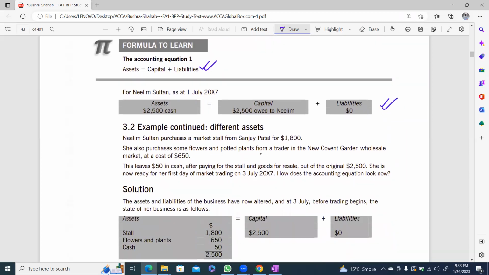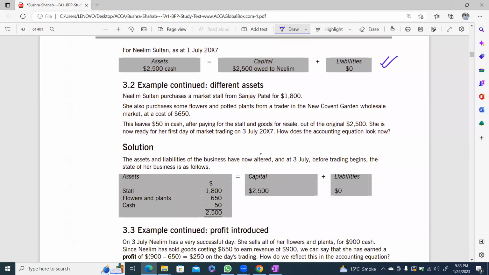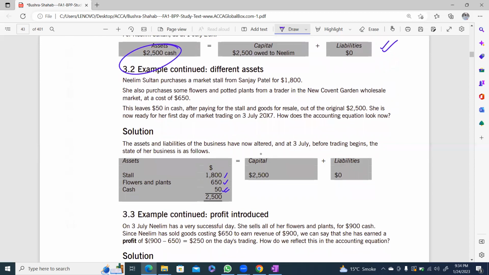Now, Neelam Sultan purchased a market stall from Sanjay for 1,800. She bought a stall. Now she has 2,500 cash. How is she using this cash? She's buying a stall of 1,800. She's buying flowers and plants of 650. How much cash is left at the end? 50. 50 is the cash that is left with her in the business. So in this way, asset and capital will be equal and liability will be zero.